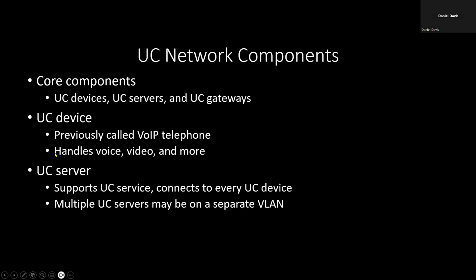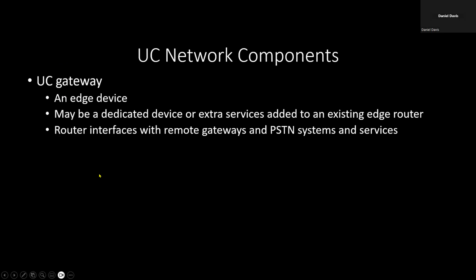Generally, I think the more intuitive thing would be to think that a UC server services just a single LAN, but you can have UC servers separated by a VLAN. A UC gateway is just an edge device, maybe a dedicated device or an extra service added to an existing edge router. The router interfaces with a remote gateway and a PSTN system and service.